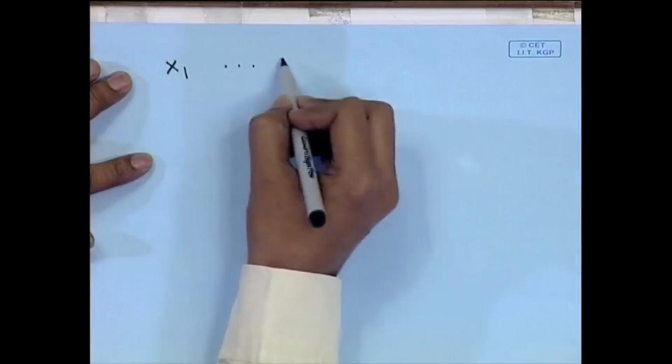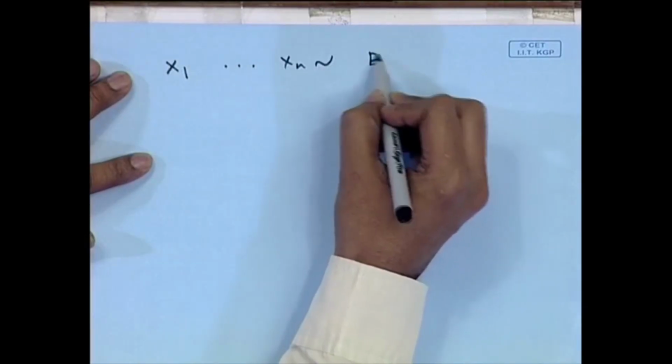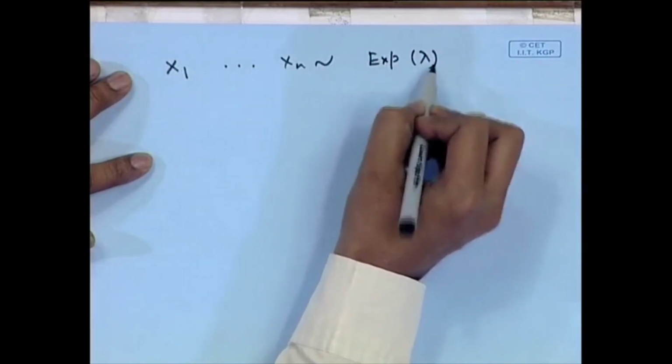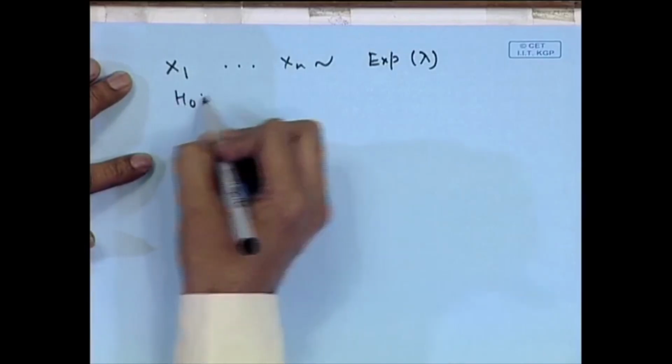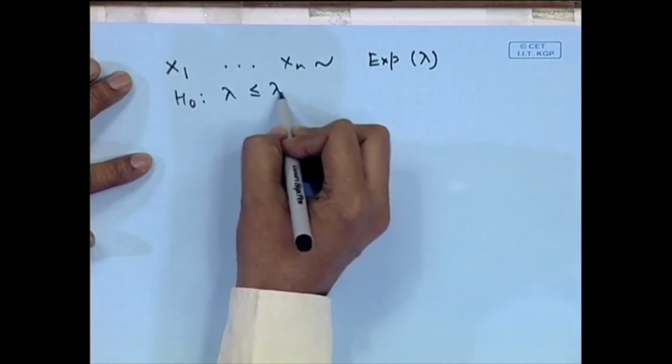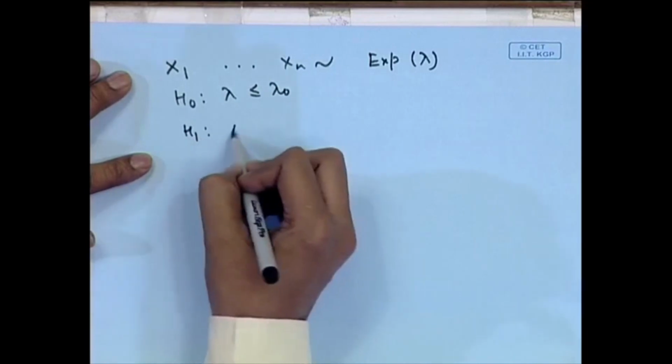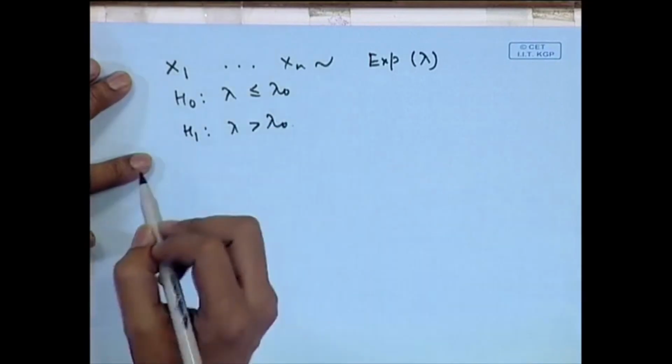Now, this idea of the extension of the Neyman-Pearson lemma to composite hypothesis can be applied to other distributions as well. Suppose we are taking the example of say exponential distribution that we considered, that x 1, x 2, x n following say exponential distribution with parameter lambda, and we are testing say hypothesis lambda is less than or equal to lambda naught against say lambda is greater than lambda naught.